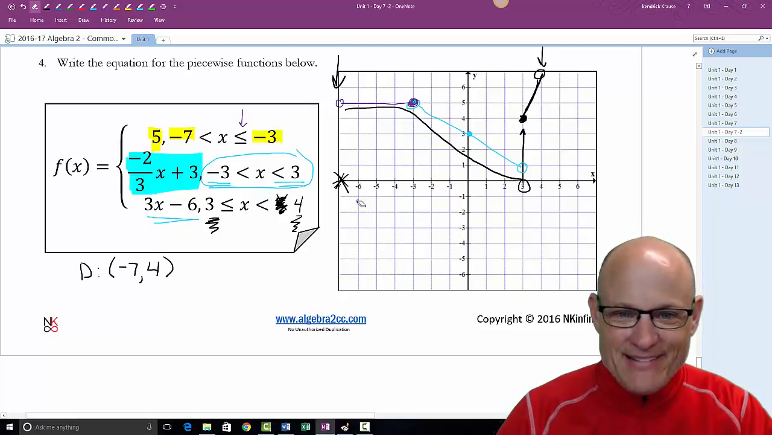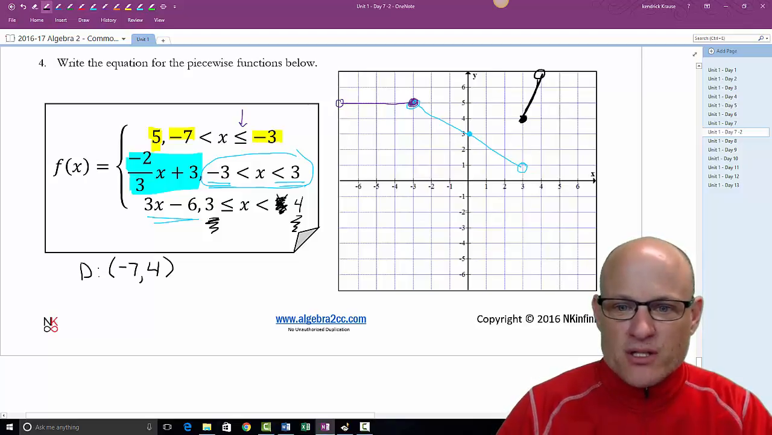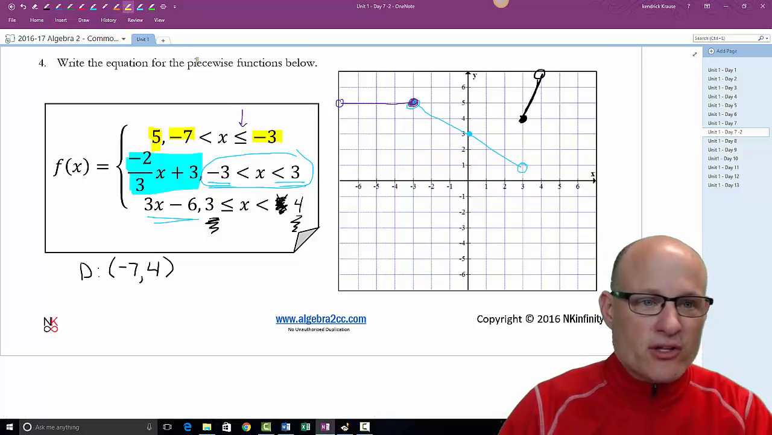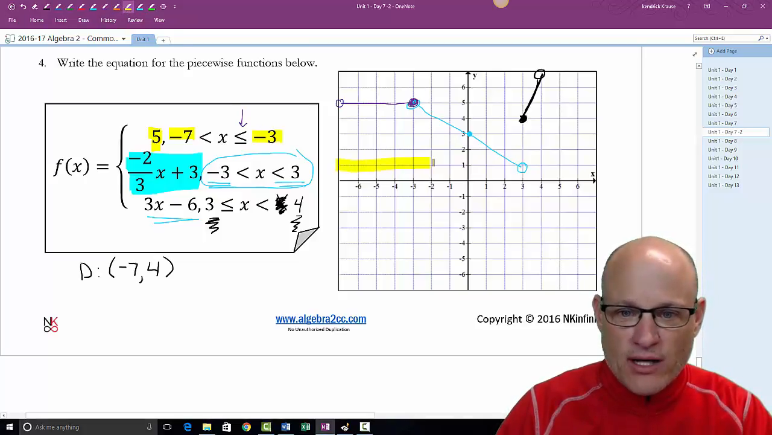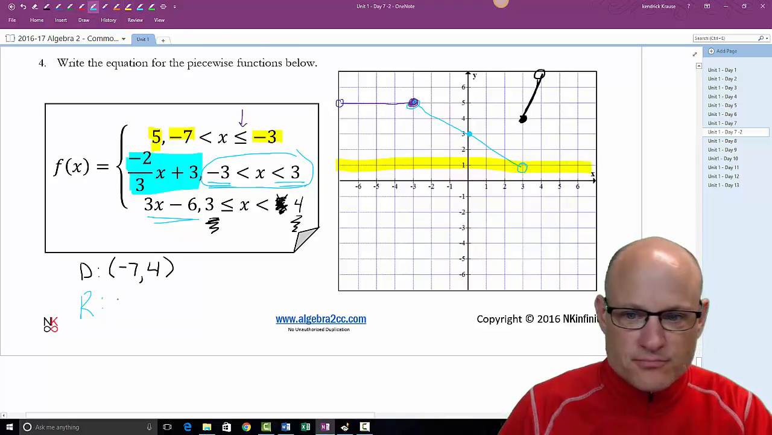Now the range is going to be a little bit weird on this one. Okay, so let's see. The lowest y value I can have, let me show you this, the lowest y value I can have for y is 1. So my lowest y value is 1, so range. But it can equal 1, so 1.